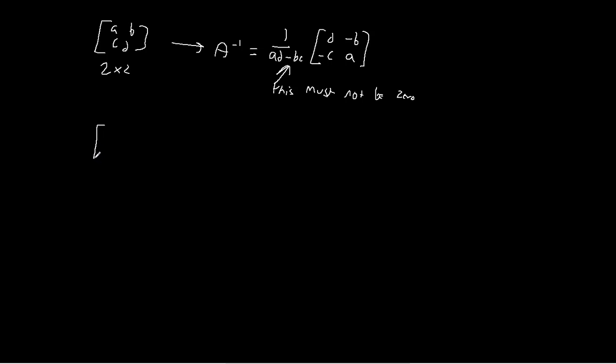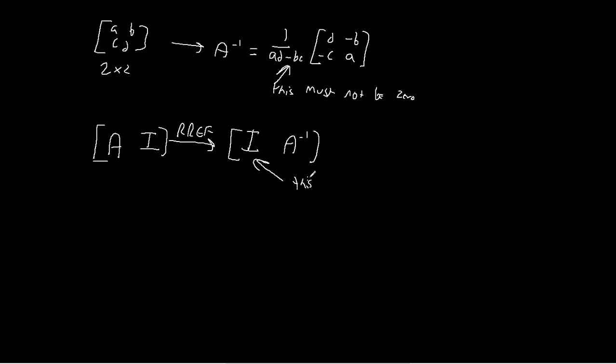The other tool we have is that if it's not a 2 by 2 matrix, we can augment our matrix with the identity matrix of the same size. If we do reduced row echelon form, we're going to get back the identity matrix on the left side of the augment and our inverse on the right side. And if the left side is not I, the matrix is not invertible.